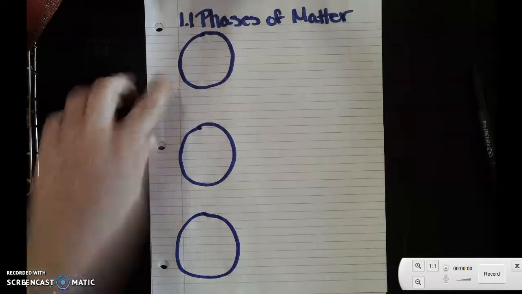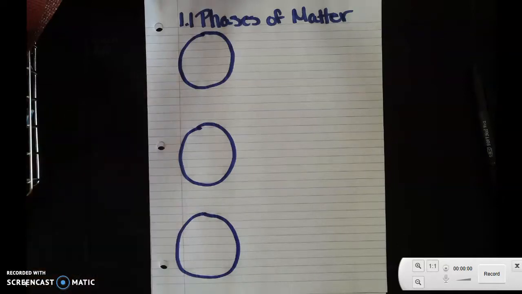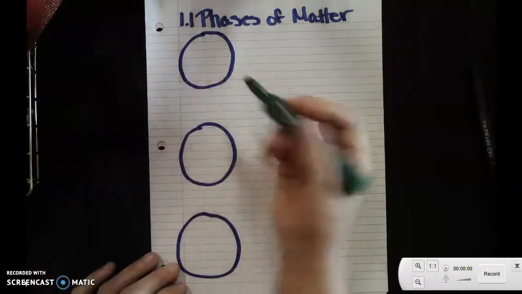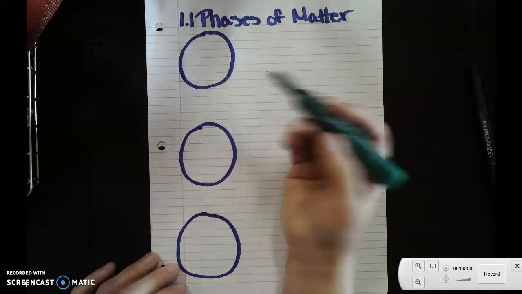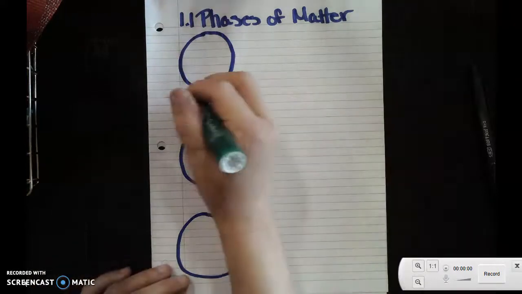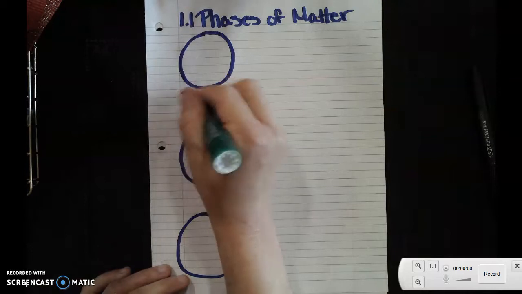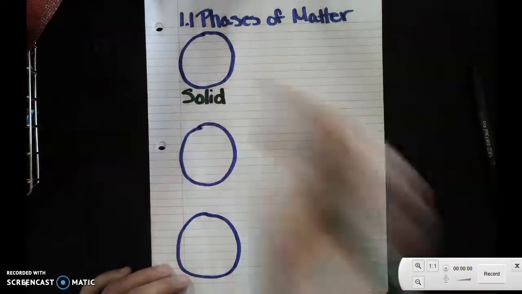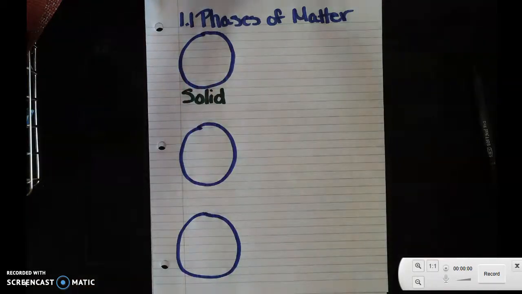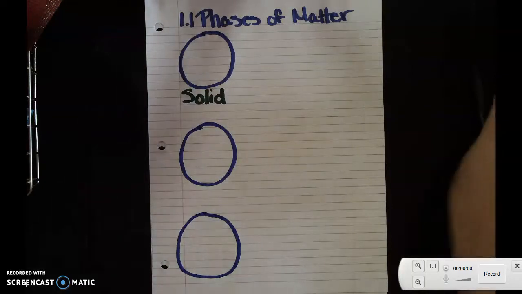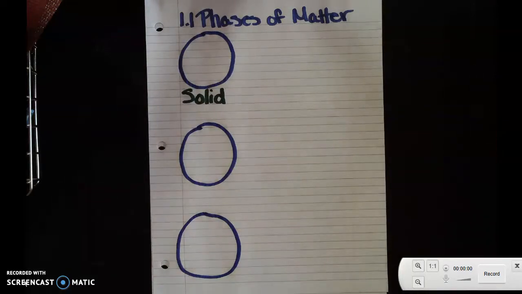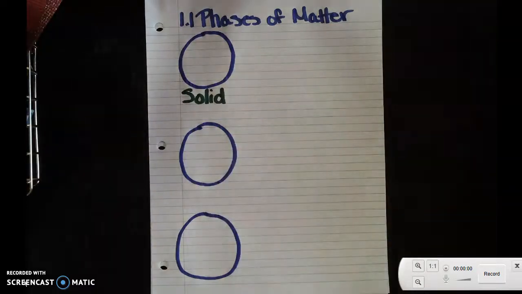So this first circle is going to represent solids. So I just grabbed a different color. Again, you don't need this. I think it just makes it easier for it to stand out so that when I'm flipping through my notes, I'm trying to quickly figure out, what's the spacing like in a solid? These notes stand out and then the word solid stands out even more.